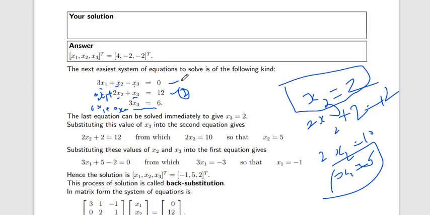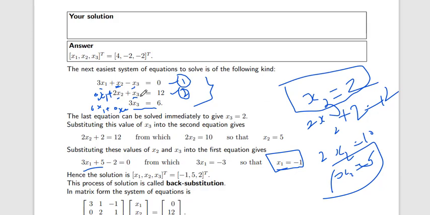Now the first equation, here we have known values of x2 and x3. So if we put in the values of x2 and x3, then we will get the value of x1. Okay, 3x1 plus 5 minus 2, from which 3x1 is equal to minus 3, so we will get the value x1 is equal to minus 1. Okay, a simple method. We solved this with a simple method.